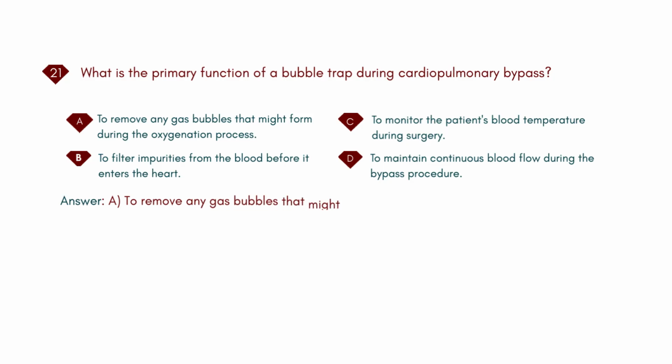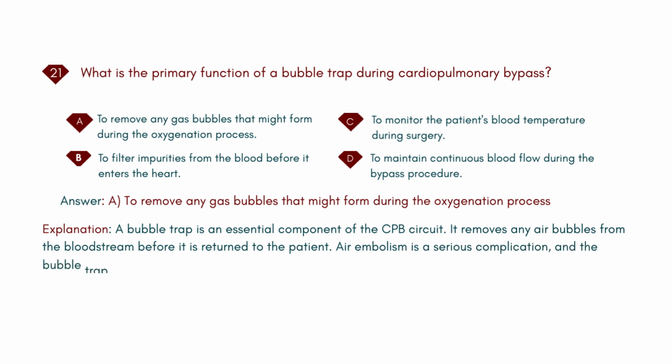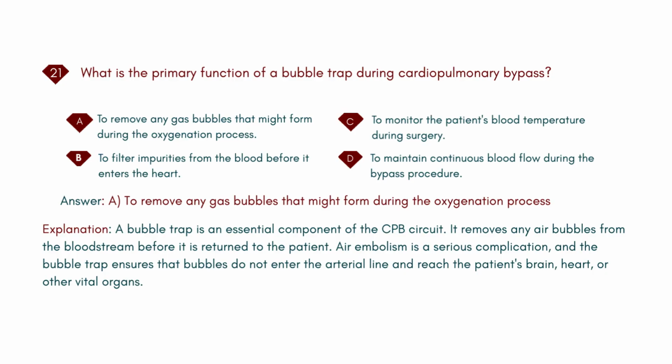Answer: A. To remove any gas bubbles that might form during the oxygenation process. Explanation: a bubble trap is an essential component of the CPB circuit. It removes any air bubbles from the bloodstream before it is returned to the patient. Air embolism is a serious complication, and the bubble trap ensures that bubbles do not enter the arterial line and reach the patient's brain, heart, or other vital organs.